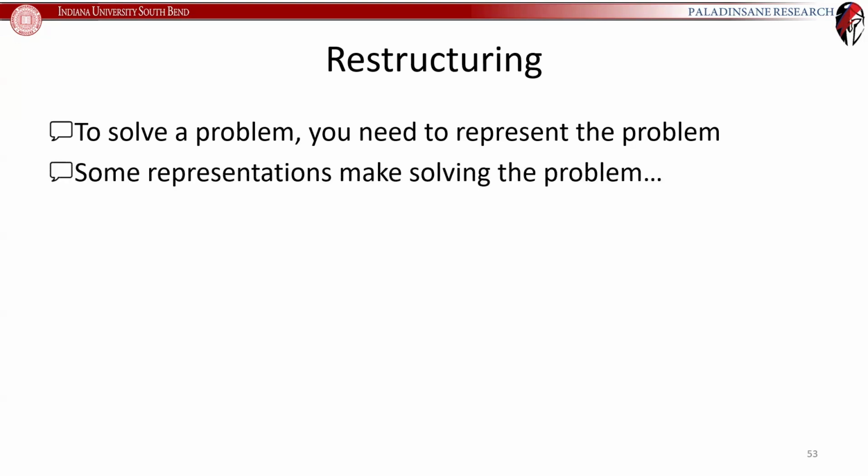But sometimes you make those representations in the incorrect way. And that makes a problem difficult to solve. So some ways of representing a problem make that problem easier. Some representations of a problem make that problem possible. And by the converse, some representations of a problem make solving that problem difficult. And sometimes representing a problem in a certain way makes that problem impossible. So if you have a representation that has made a problem impossible, one way to solve it is to restructure that representation into one that makes it possible.